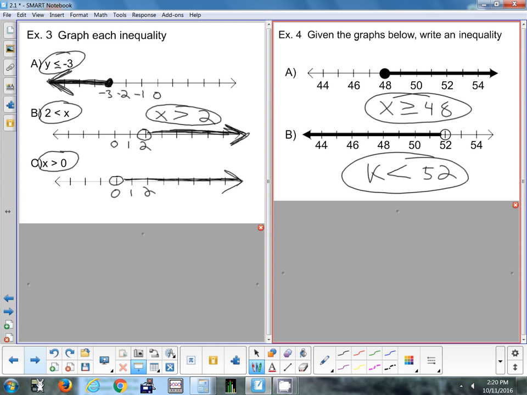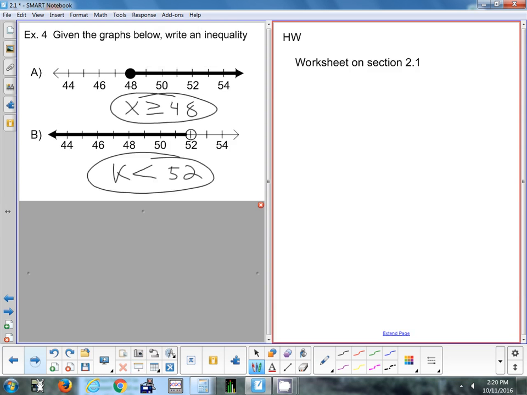Okay, so we didn't really solve using algebra today. You'll see more of that tomorrow. All right, so for those people that need to finish your tests, I'll have you work on that. Those people that already finished their test, I'll give you the worksheet for section 2.1.